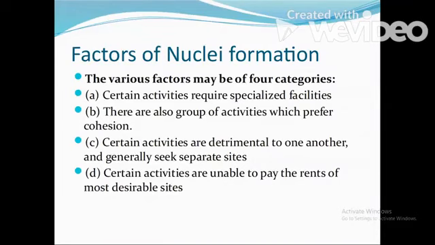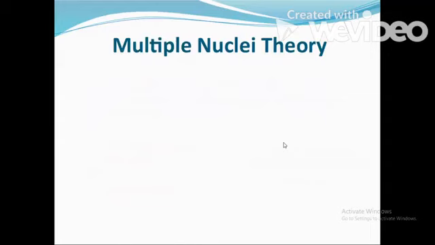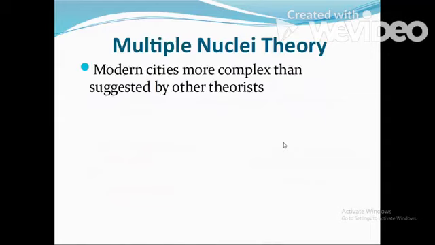Then there are certain activities which are unable to pay the rents of the most desirable sites, like the residences of the low income groups. They cannot pay high rents. They might want the areas of the high income group, but they won't be able to give so much high rent. Now, let us see the characteristics in this.